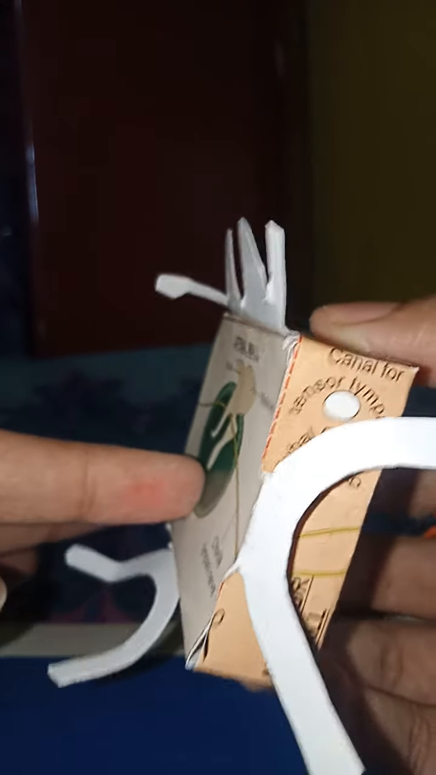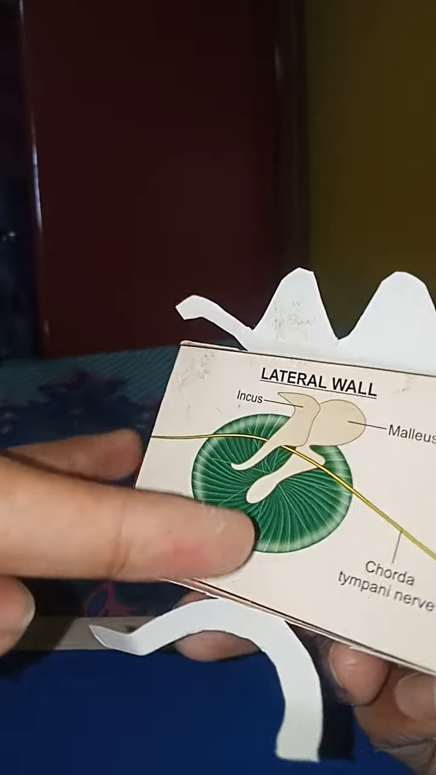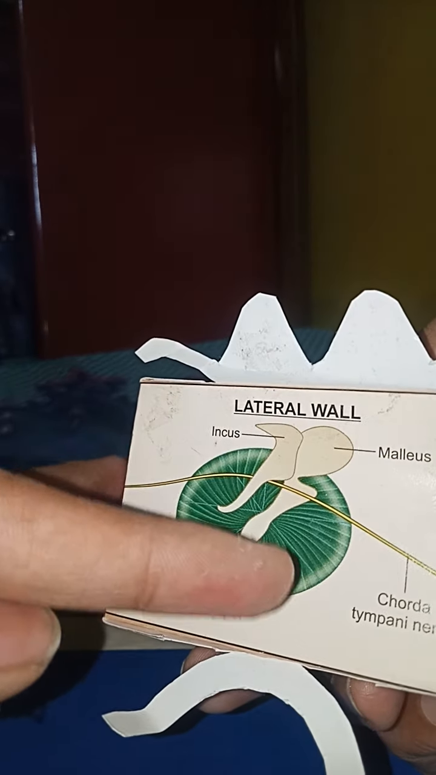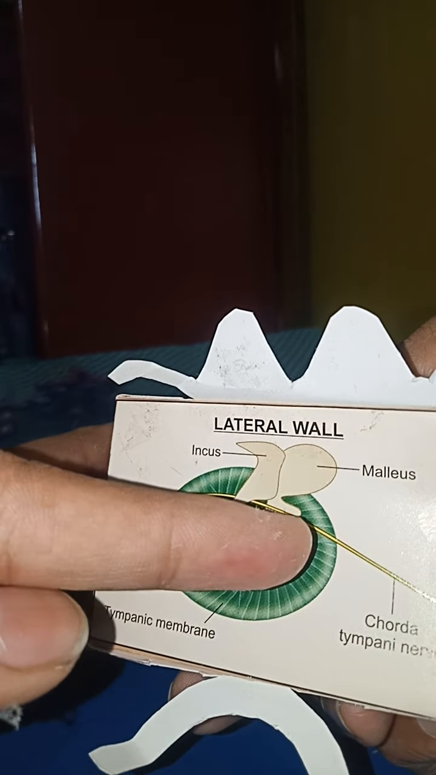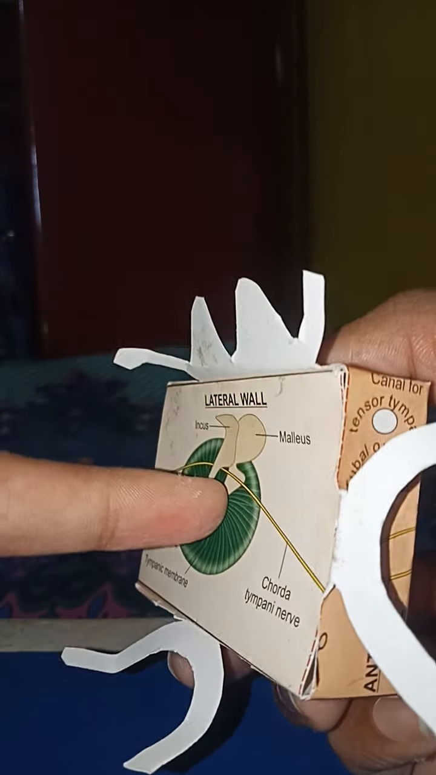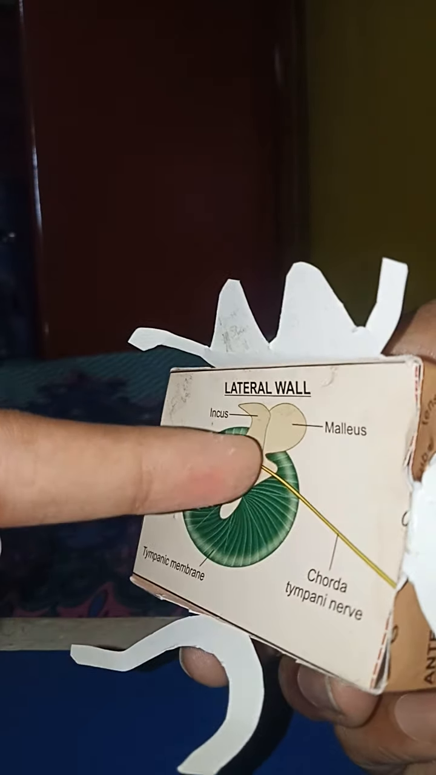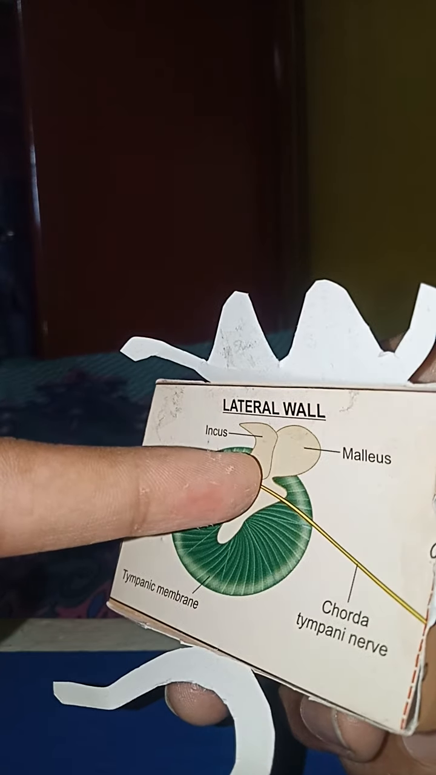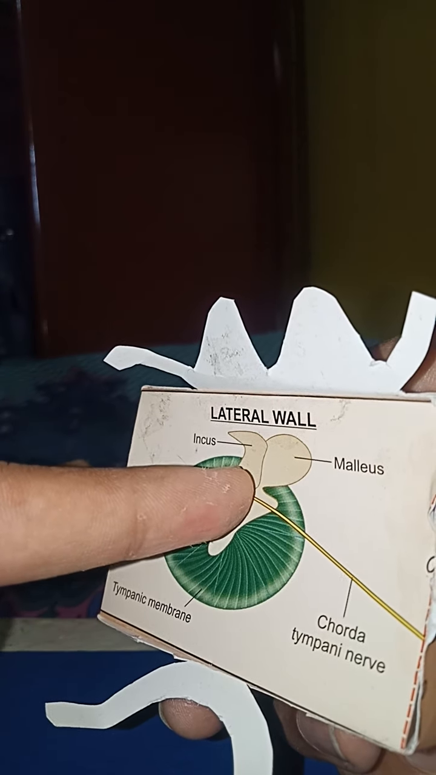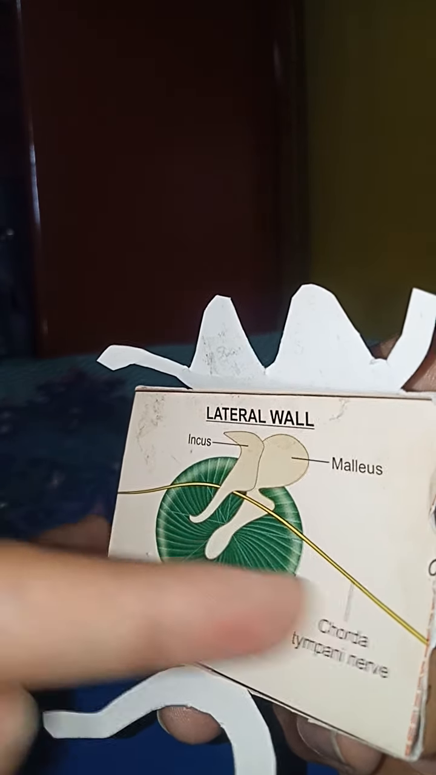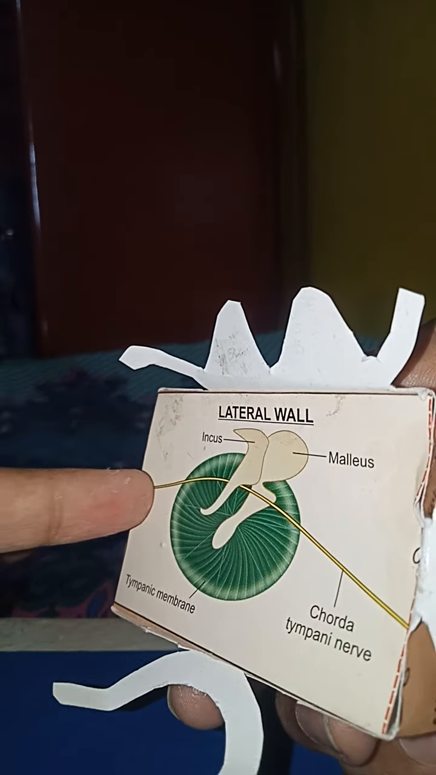From the tympanic membrane we can find the ear ossicles, like hammer, anvil, stirrup, or the malleus and incus, attached. The malleus is attached to the tympanic membrane, and we can also see the incus long process through the tympanic membrane, and the chorda tympani nerve.